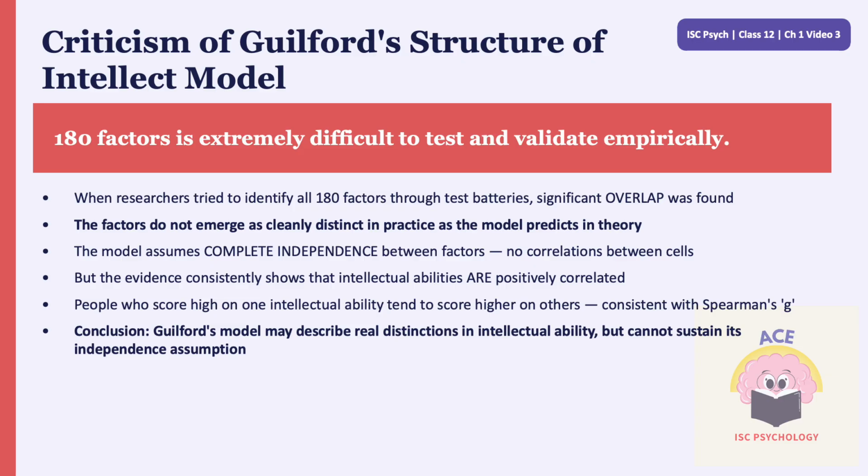The main criticism of Guilford's model is that 180 separate factors is extremely difficult to test and validate empirically. When researchers have actually tried to test these factors, they found significant overlap between many of these. They do not emerge as cleanly in practice as the model predicts. Additionally, the model predicts complete independence between factors, so no general factor and no correlations between the cells. But the evidence actually shows consistently that intellectual abilities are positively correlated. People who score highly on one intellectual ability tend to score higher on others as well, which is exactly what Guilford's model does not predict.